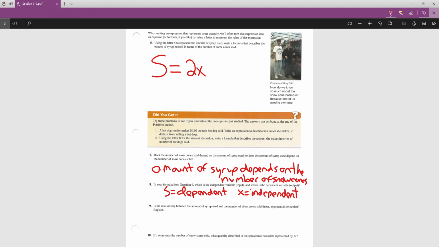Is the relationship between the amount of syrup used and the number of snow cones sold linear, exponential, or neither? Because it's a constant, it's 2 ounces per every snow cone, we are going to say that's linear. It is constant. Two ounces per snow cone.